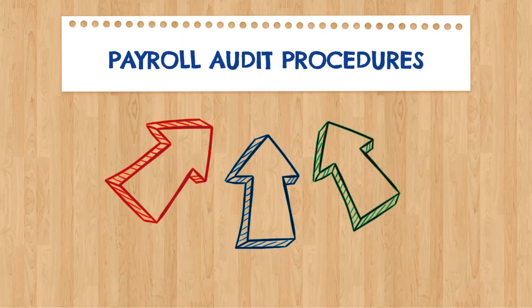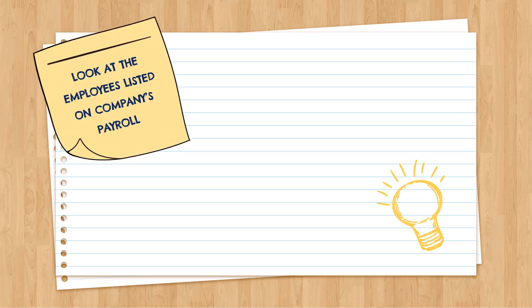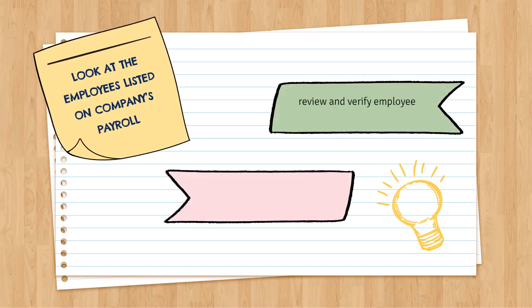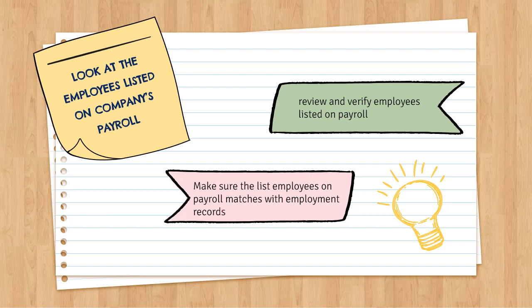Payroll audit procedures. First, look at the employees listed on the company's payroll. Review and verify employees listed on payroll. Make sure that the list of employees on payroll matches with employment records. Remove any employees who no longer work for the company. The company may need to dig deeper to find out why those employees are still on the payroll.